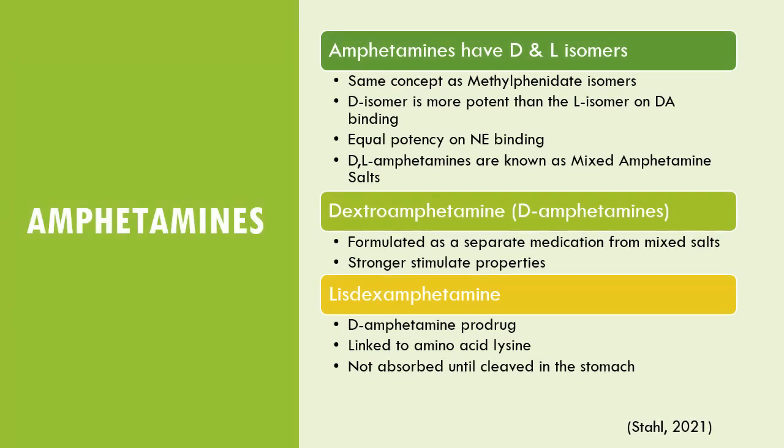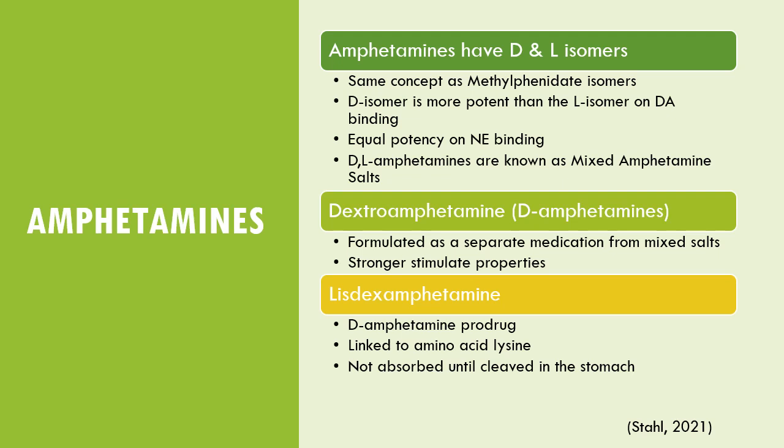Amphetamines are the second group of stimulants. They hold the same concept of isomer compounds as the methylphenidate class. Amphetamines with D and L isomers are known as mixed salts. They have equal potency on sodium binding. D-amphetamines only have the D isomer, which sets them apart from the mixed salt versions, and they're a more potent form of amphetamines with stronger stimulant properties.